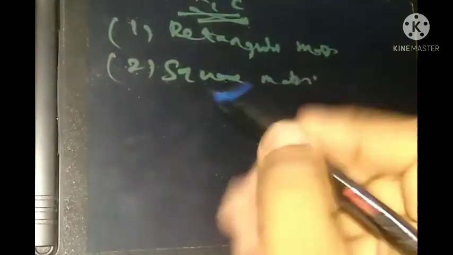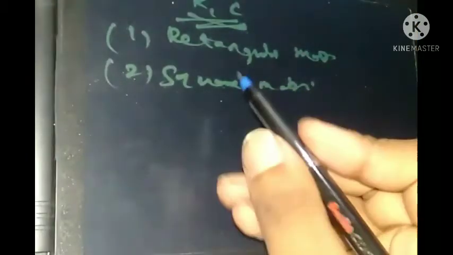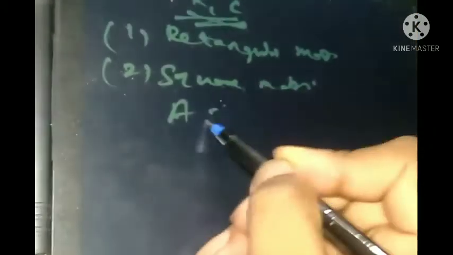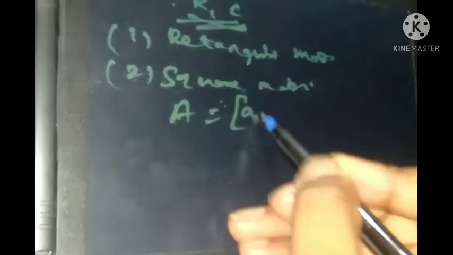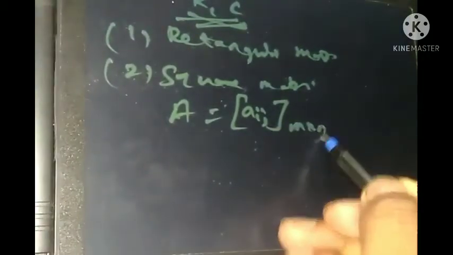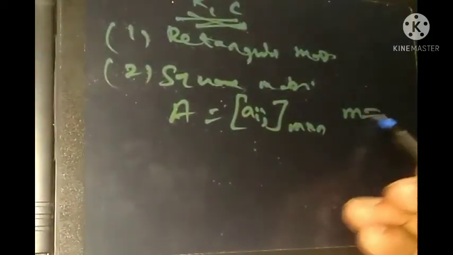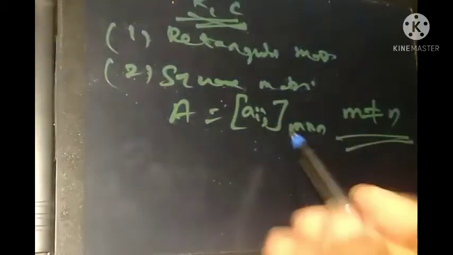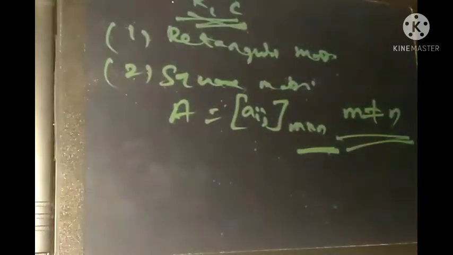Suppose we take any matrix Aij, an m by n matrix. That means m is not equal to n. That means the number of rows is not equal to the number of columns. This type of matrix is called a rectangular matrix.